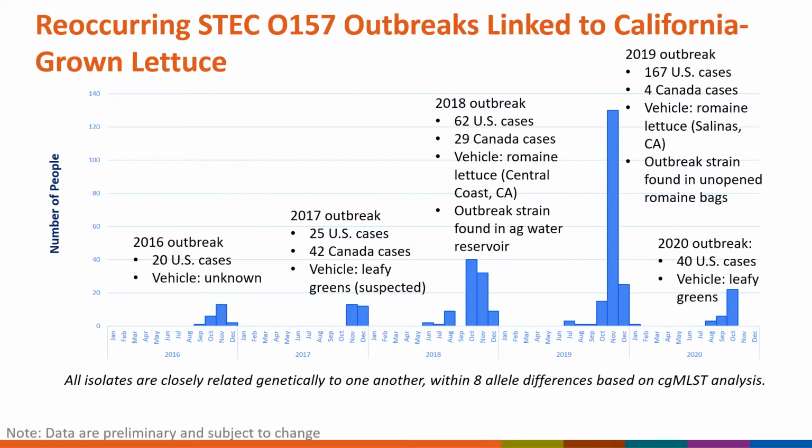Now I'm just going to walk you through an example of a rep strain. So this is a reoccurring strain, STEC O157:H7. The outbreaks that we identified over the years were often linked to leafy greens, particularly California-grown lettuce. And here's just an example from 2016 to 2020 of the different outbreaks we detected due to this strain, as well as additional traceback information if it was available.